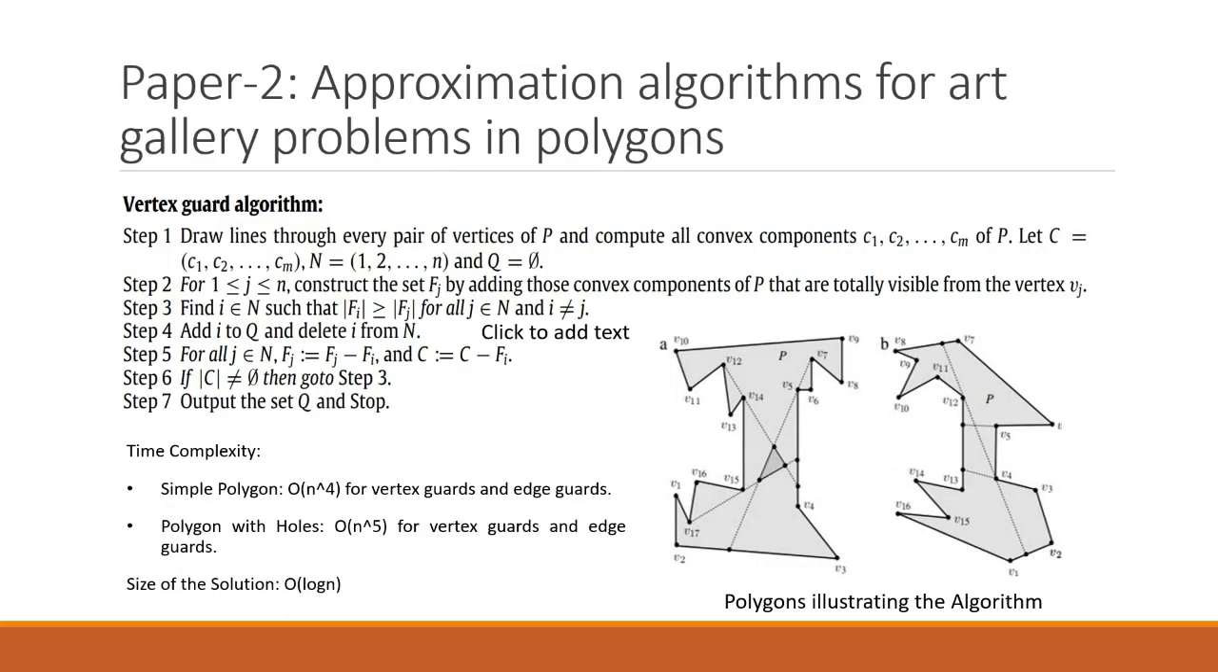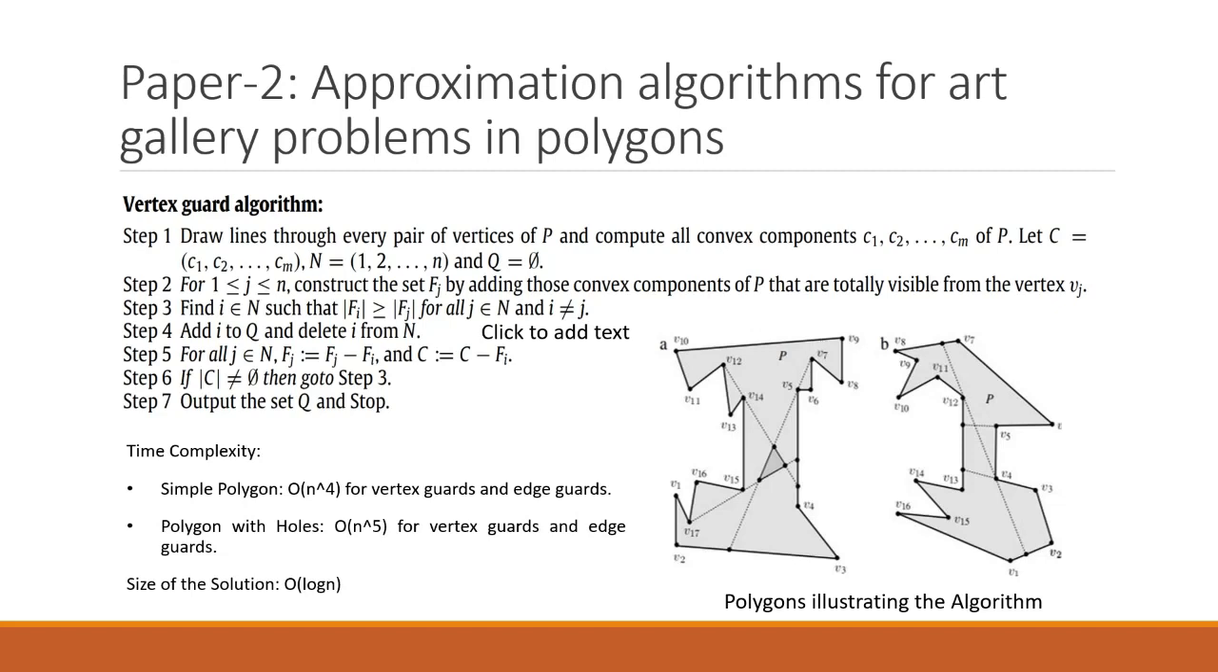So now let's look into another paper on approximation algorithms for the art gallery problem in polygons. This paper gives an algorithm for vertex guards and finds the solution to the art gallery problem. I'll just explain the algorithm and the method.